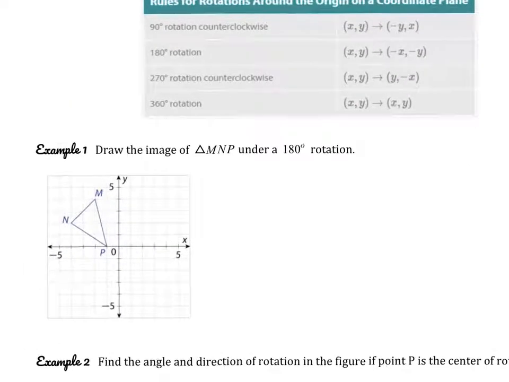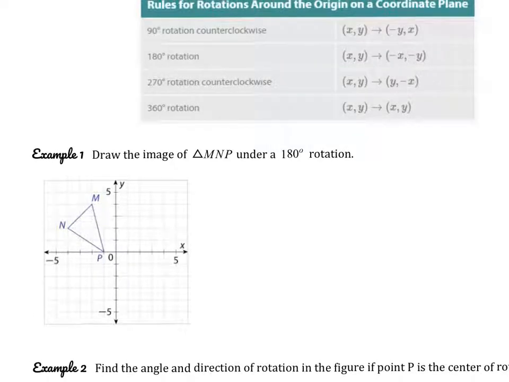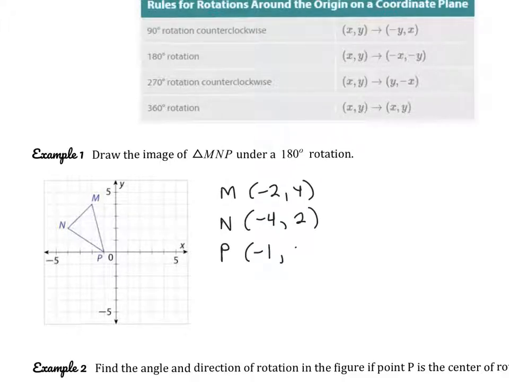Let's see if we can use these rules to draw this image under a 180 degree rotation. First I'm going to start by listing my pre-image coordinates. For M I have -2, 4. For N I have -4, 2. And for P, I have -1, 0.